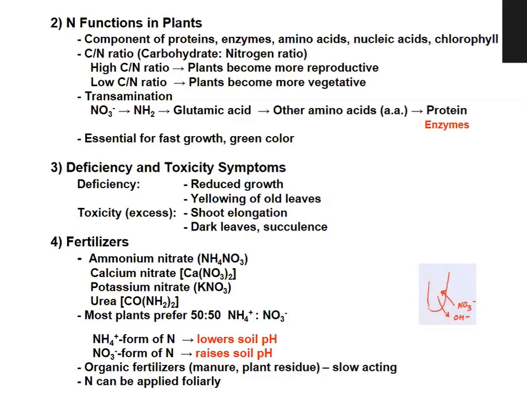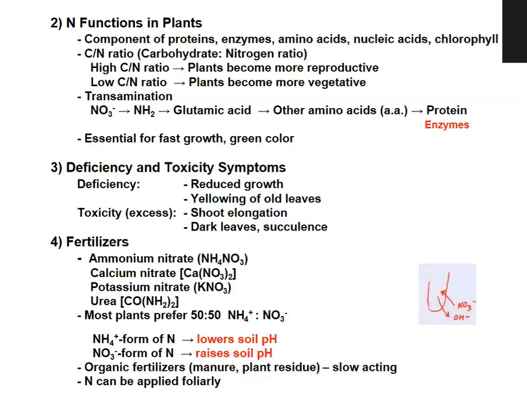What are the deficiency symptoms and toxicity symptoms of nitrogen? Deficiency means that when an element is at low concentration, the plant shows characteristic or distinct symptoms, known as deficiency symptoms. In respect of nitrogen, the deficiency symptoms are yellowing of older leaves, known as chlorosis, and reduced growth.